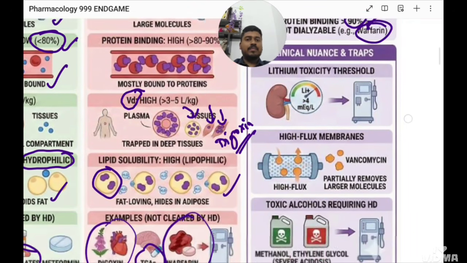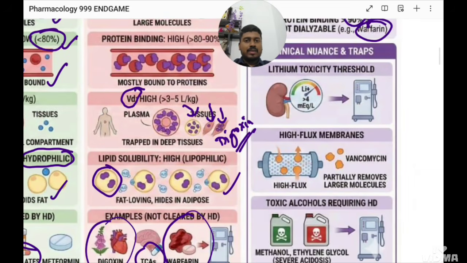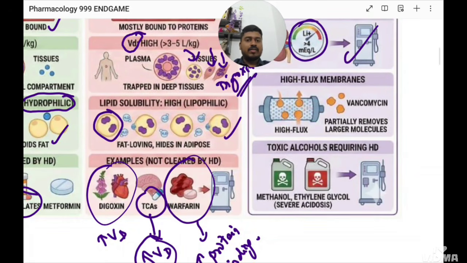Example case: warfarin. Now in lithium toxicity, I told you, lithium has a very narrow therapeutic index. So that's why if the lithium value goes more than 4, then it is an indication of dialysis. Okay, serum levels of lithium.